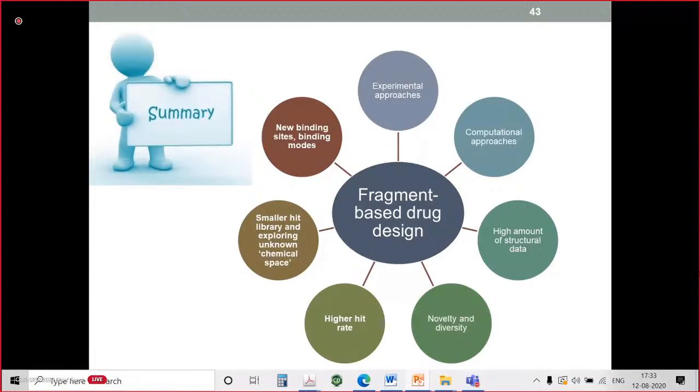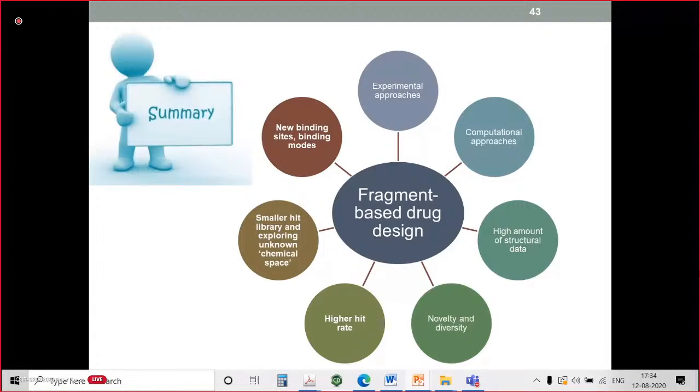We can use different approaches, based on experimental work as well as computational work. It uses a high amount of structural data. It requires lesser time in the drug discovery process. Also, it has a high hit to lead success ratio. And one important thing is that it leads to novelty as well as diversity in the drug design of the fragment to the lead molecule.